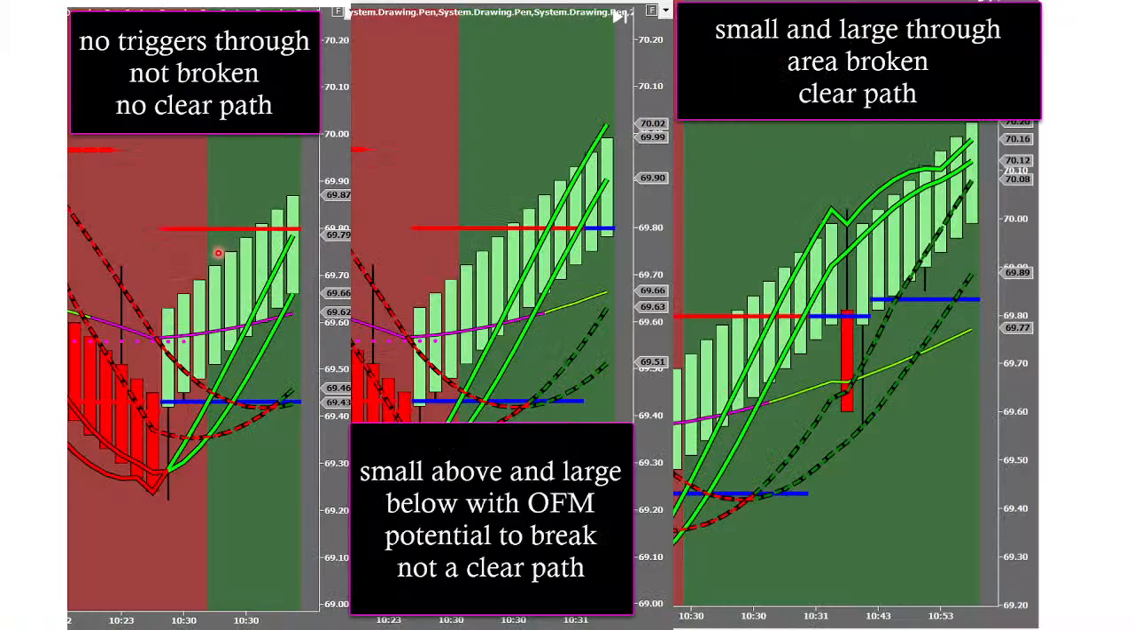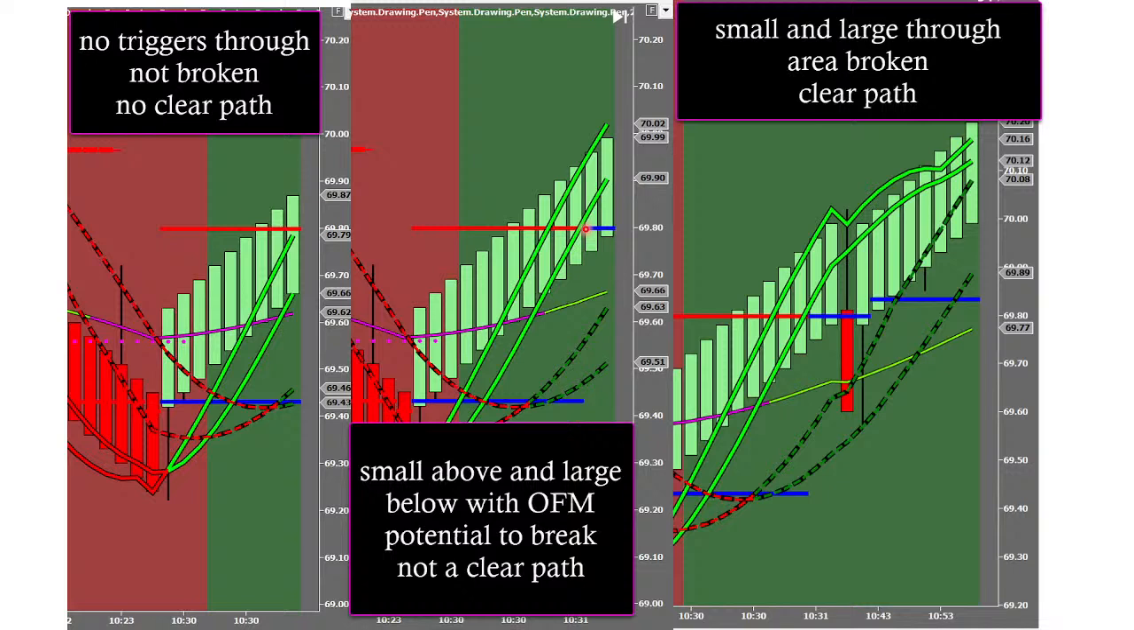So there's three options, guys. No triggers through, the area is not broken, sit on your hands, do nothing. You don't have to see into the future. Just wait for your indicators to tell you that the path is clear. And that happens when the small and large break the area. And then finally, when the small are above, the large are not, it's odds favorable momentum, strong triggers. 69.80 has the potential to break, but until the large get above, it's nothing more than potential.